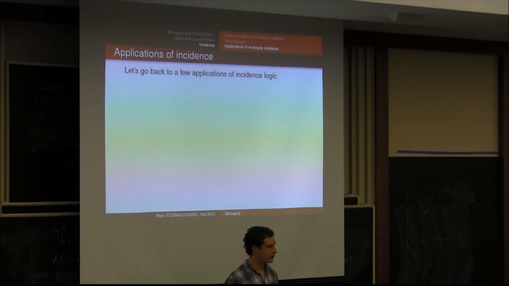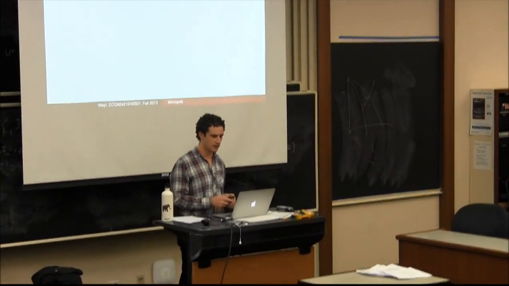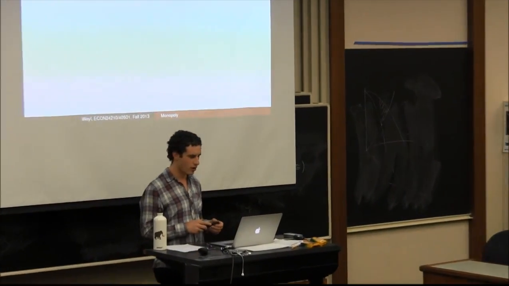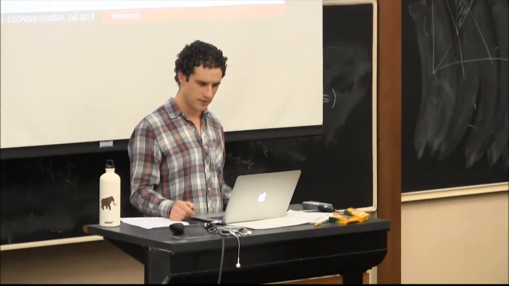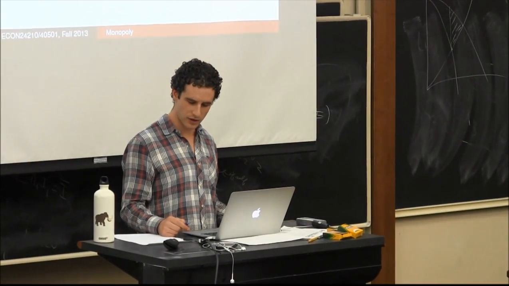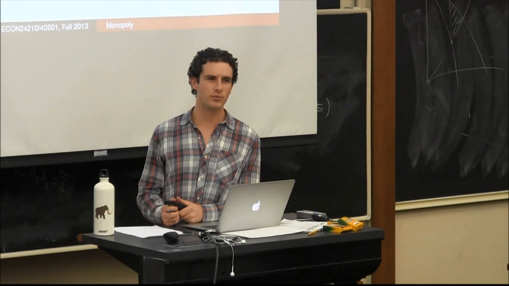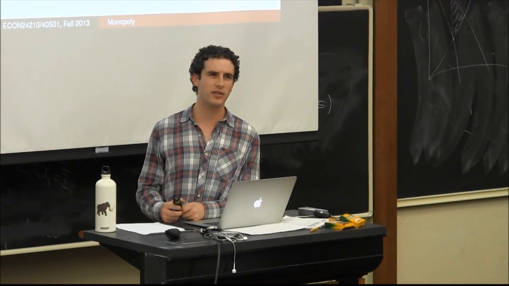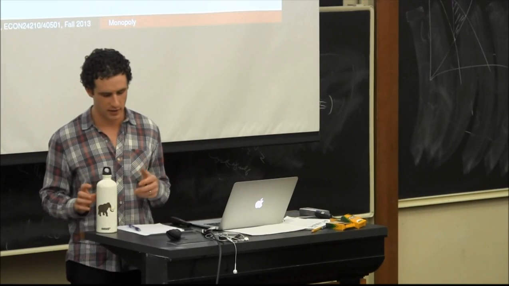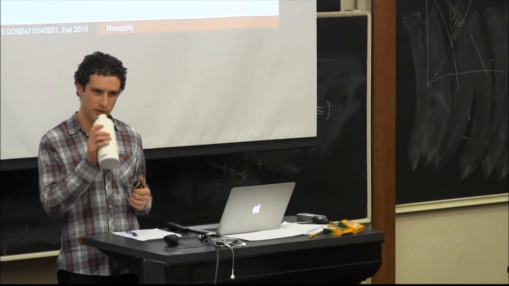Okay. So to wrap up, and we'll wrap up early today, let's go back to a few of the applications of the incidence logic. So we talked before about the optimal taxation of international trade. And Russell, how does that work out here? How can we use incidence logic to think about the optimal way to tax international trade if the foreign firm is, say, a monopolist?